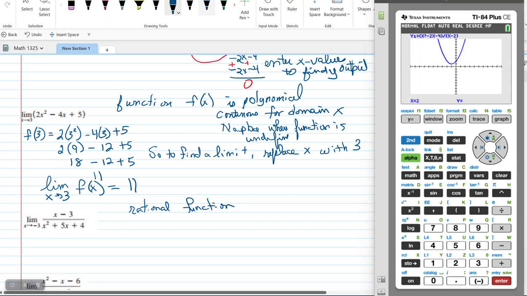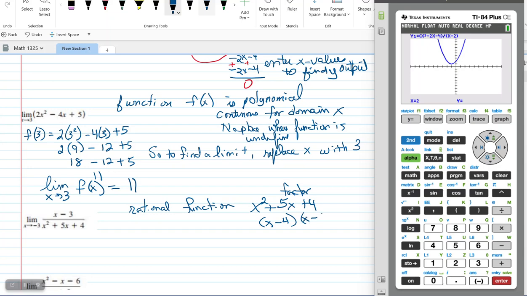So we need to be careful with a rational function. So we want to check. It is factorable. The denominator is x squared plus 5x plus 4, and we want to factor. So I'm going to have x minus 4 times x minus 1 to get the, oh, and it's positive, sorry about that. It's plus. All right.